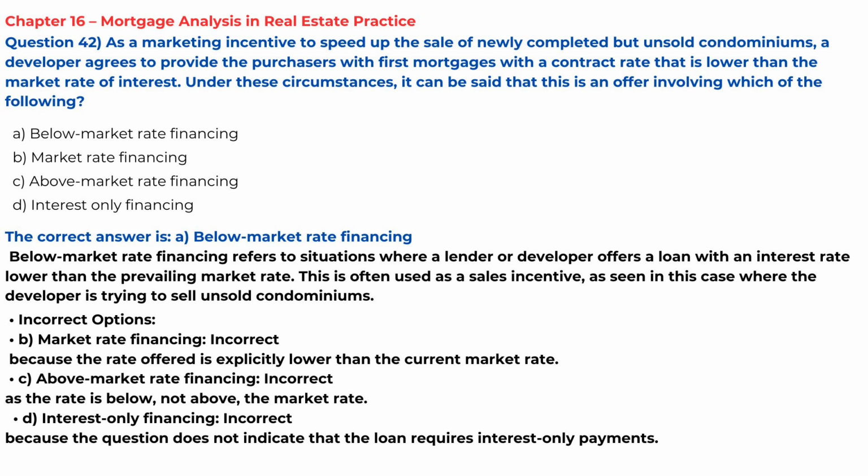Incorrect options. B, market rate financing. Incorrect, because the rate offered is explicitly lower than the current market rate. C, above market rate financing. Incorrect, as the rate is below, not above, the market rate. D, interest-only financing. Incorrect, because the question does not indicate that the loan requires interest-only payments.